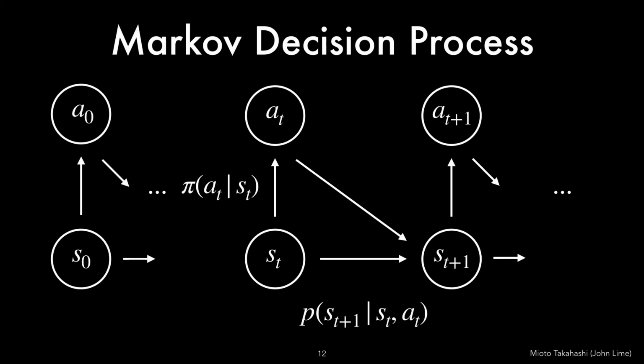You can apply this to arbitrary time steps from 0 to infinity. This type of decision-making process that is dictated by stochastic policies and environments is called a Markov decision process.